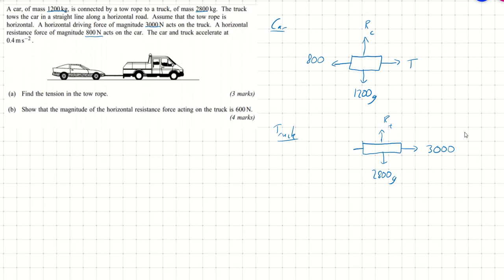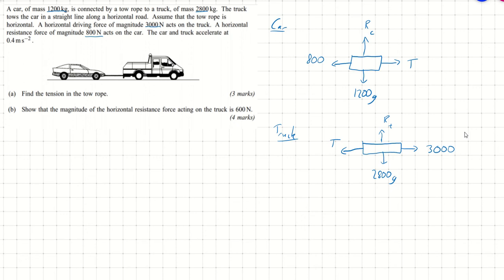And now the tension, T, is going to be acting to the left. So there's going to be a force to the left, T, and that's the same T as the T we had for the car because it's just one rope. Tension is the same throughout the rope. But in this case, it will pull the truck towards the left because tension acts towards the center of the rope.